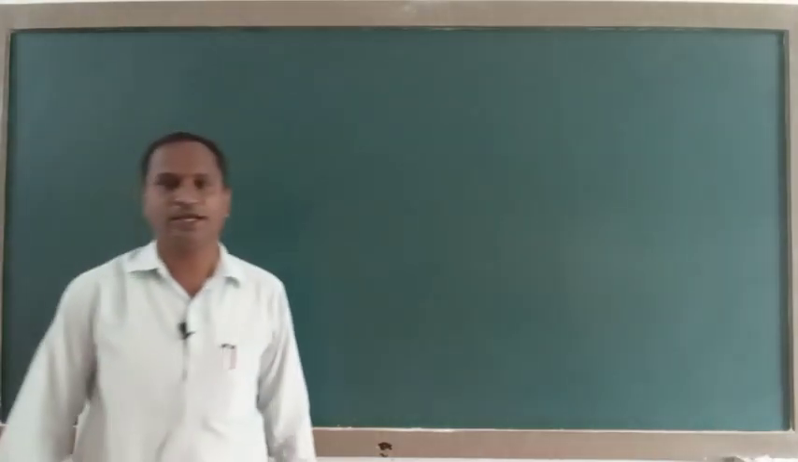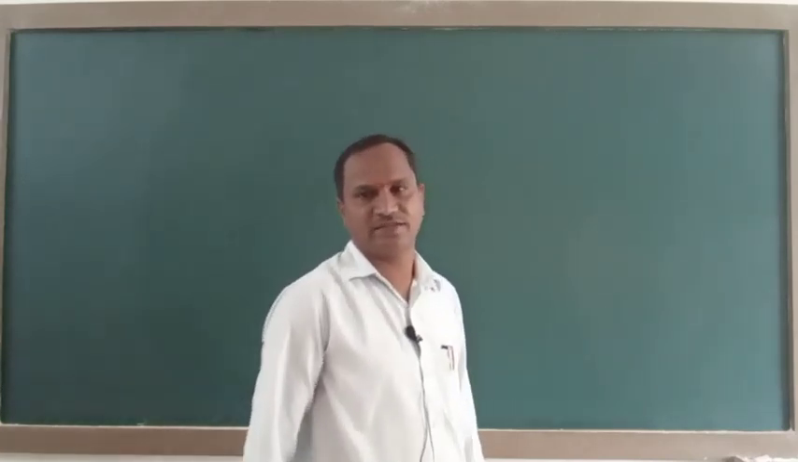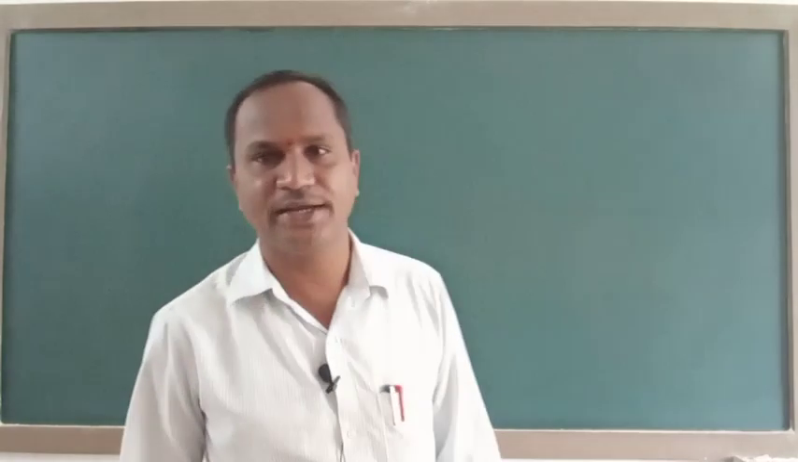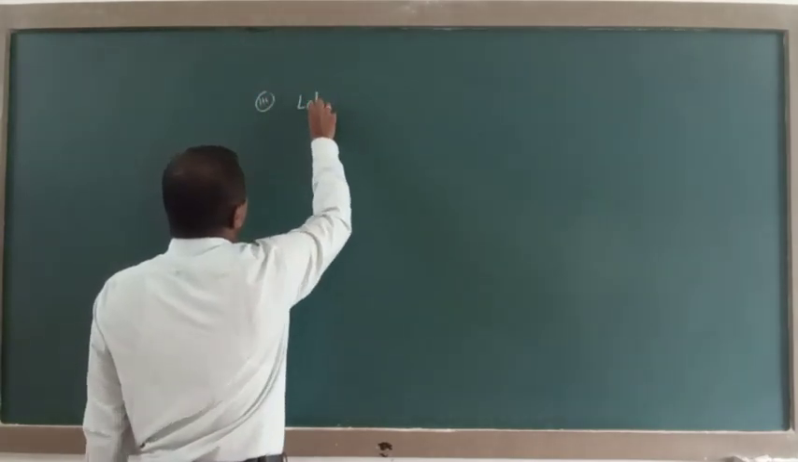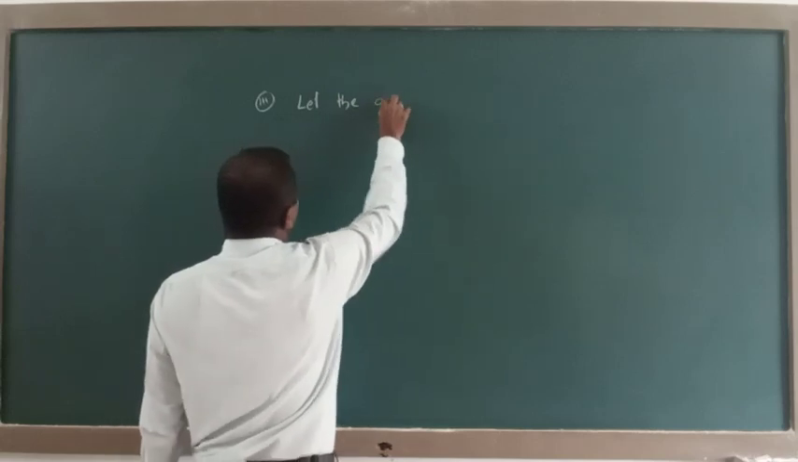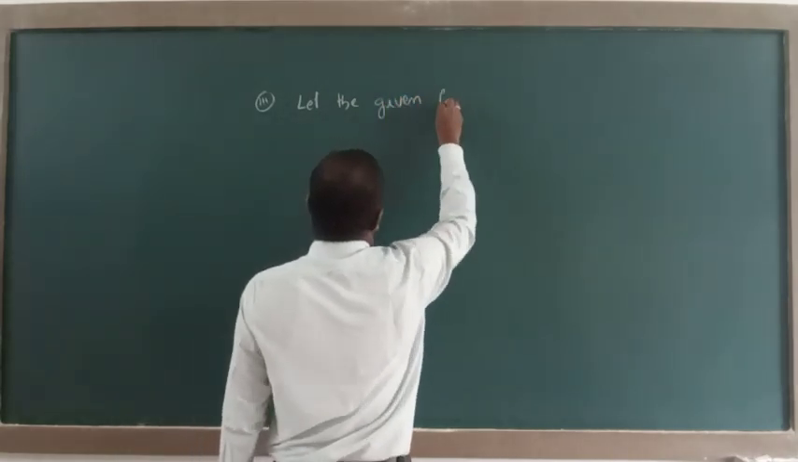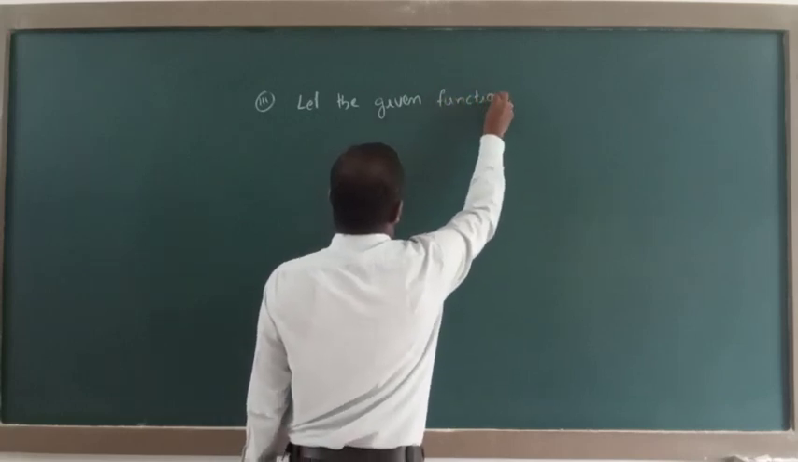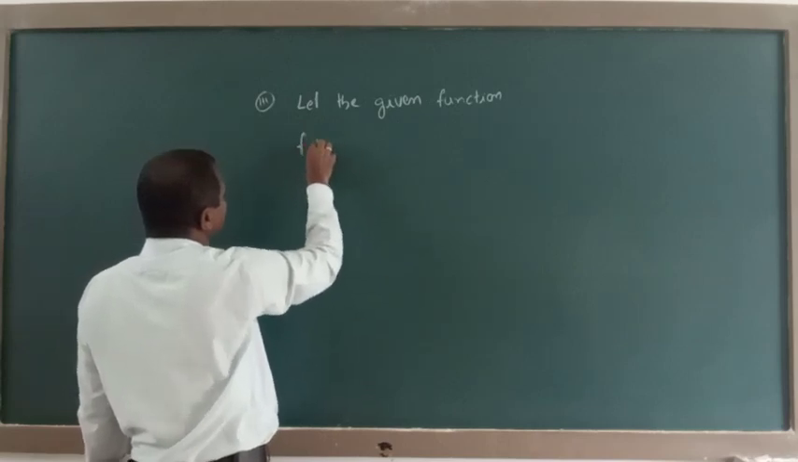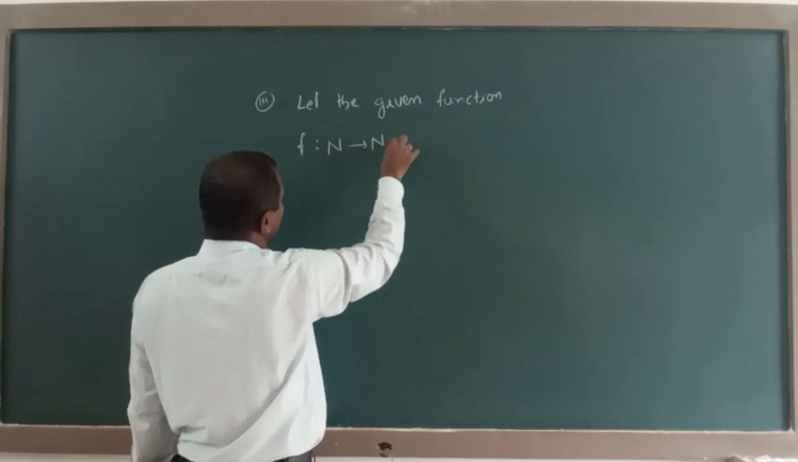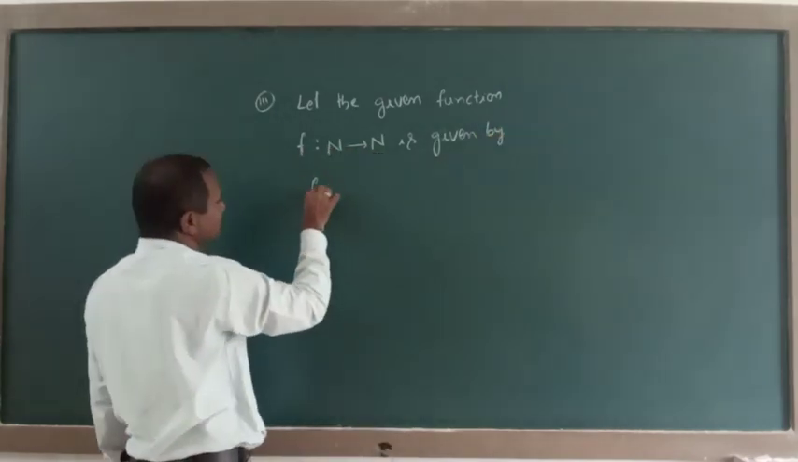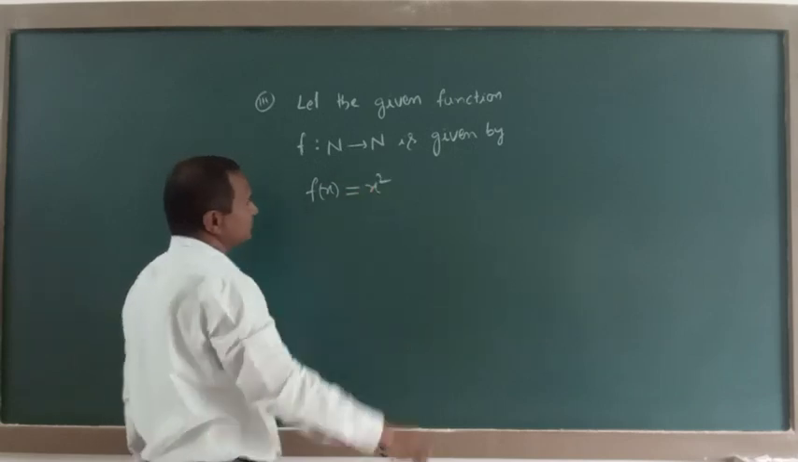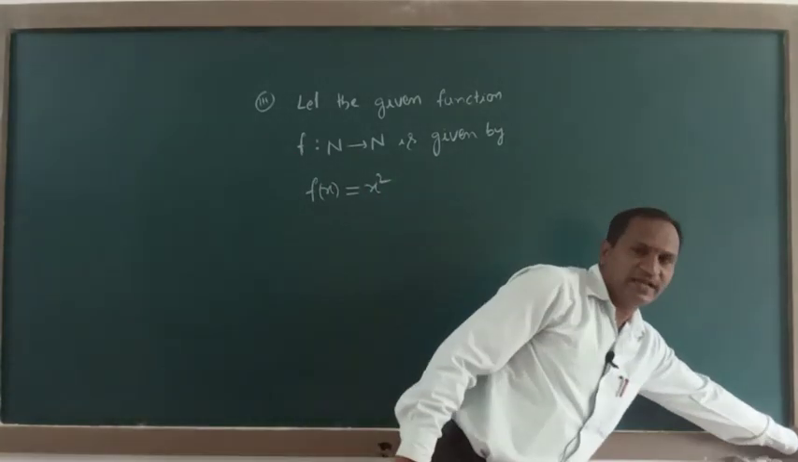Third question. N to N. Let the given function f mapping from N to N be given by f of x is equal to x square, where N is the set of all natural numbers.